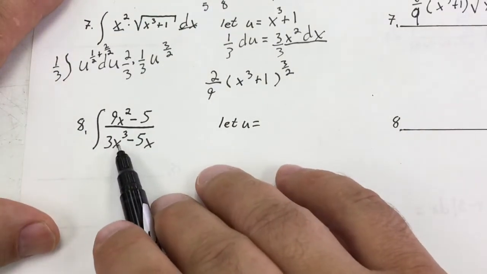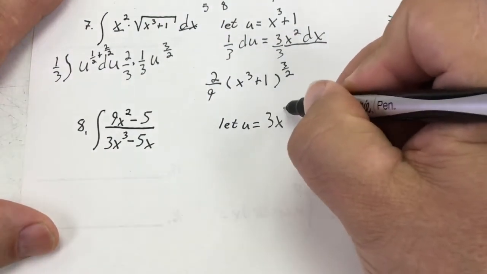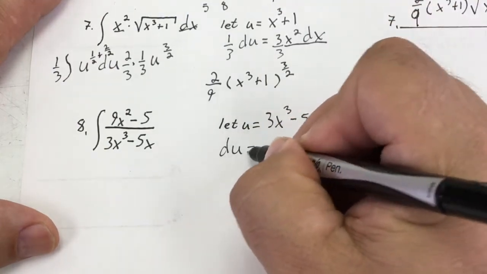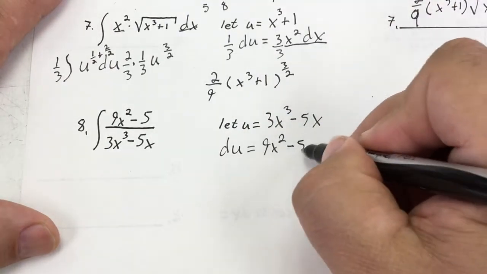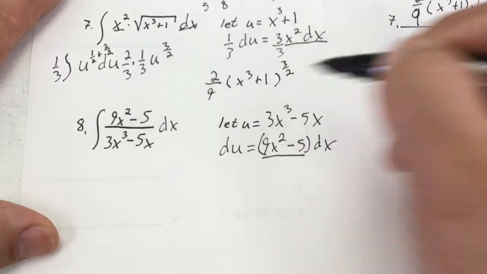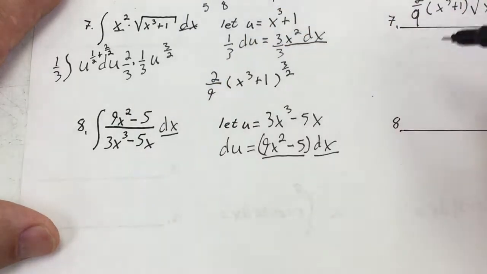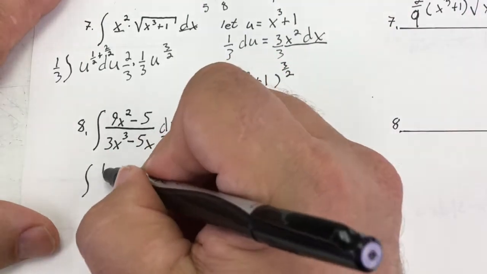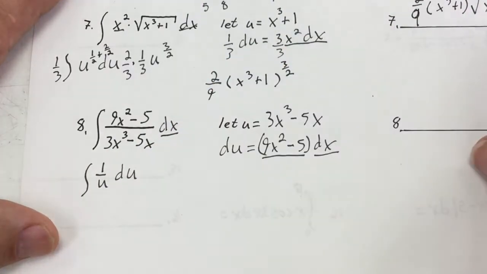I believe I'm going to let u equal 3x cubed minus 5x. Take the derivative. That's going to give me 9x squared minus 5 dx. Notice this whole quantity will cancel out with the 9x squared minus 5. I forgot to put a dx out here. It's supposed to cancel with the dx also. So this is just going to give me 1 over whatever I let u equal, 1 over u, in the u world, du.